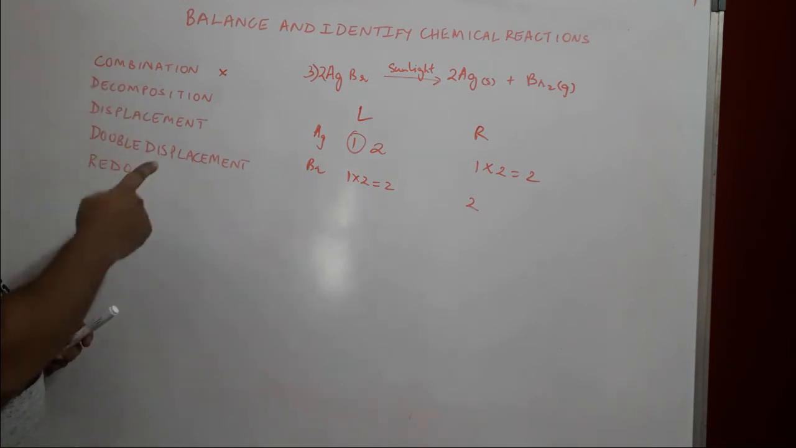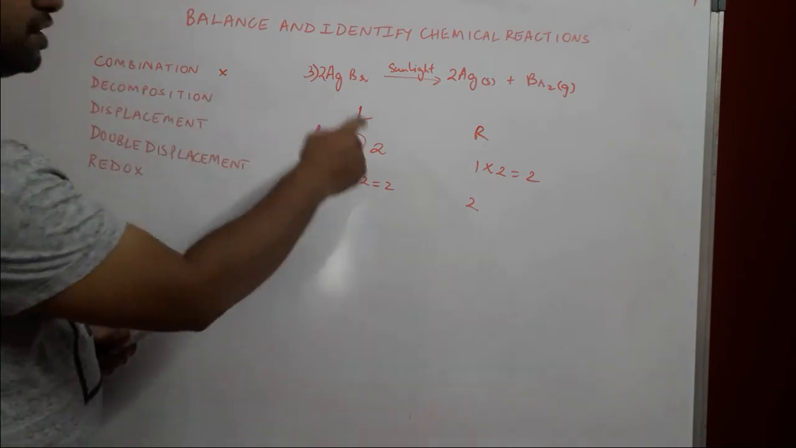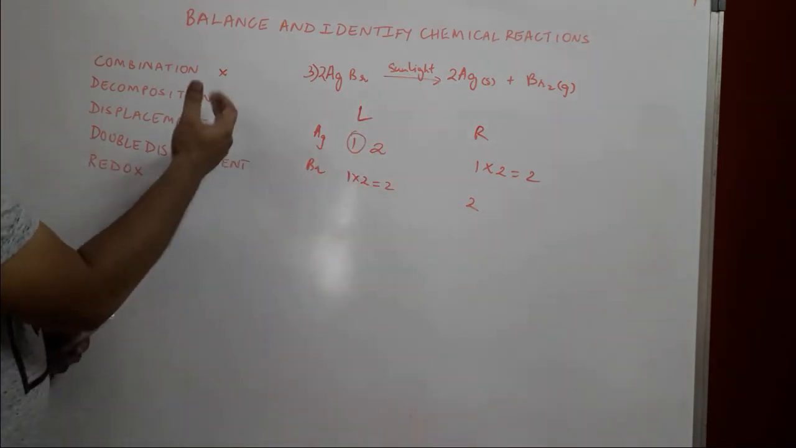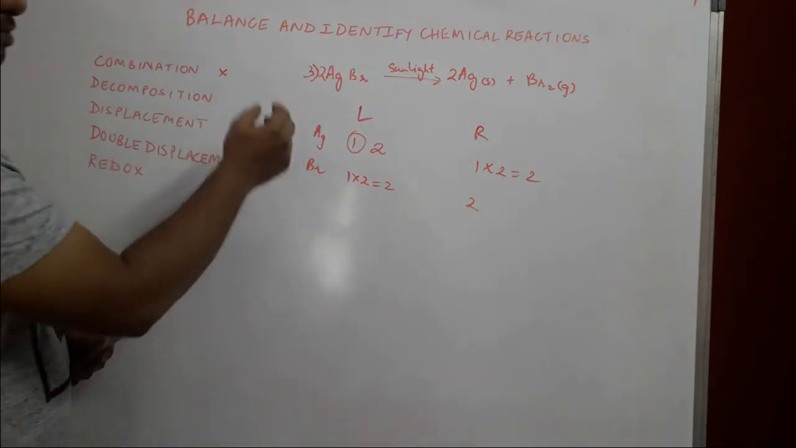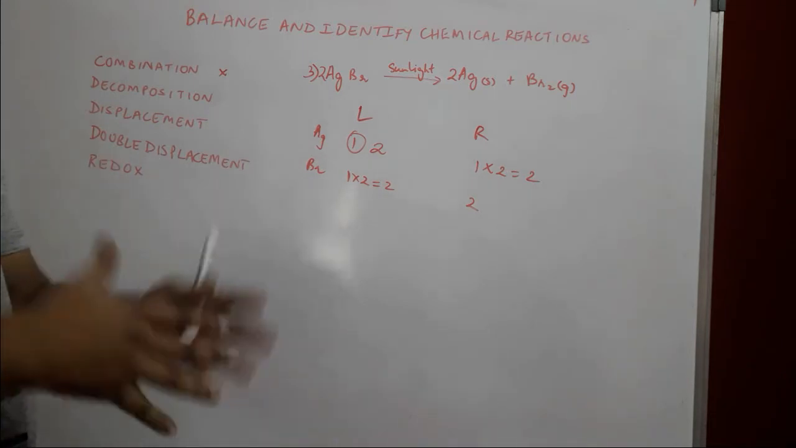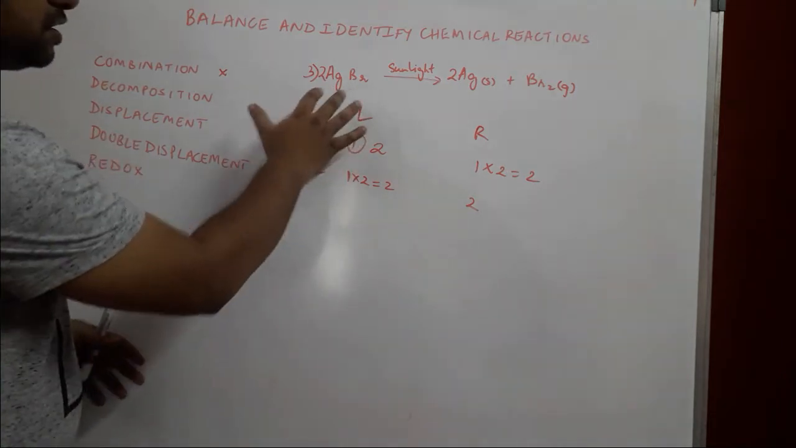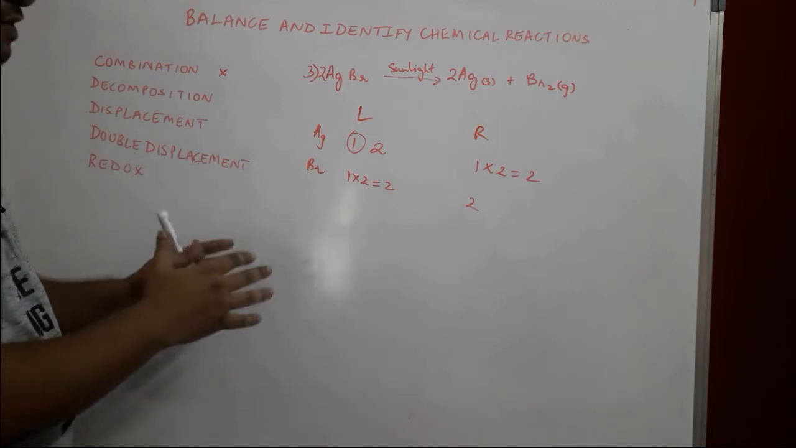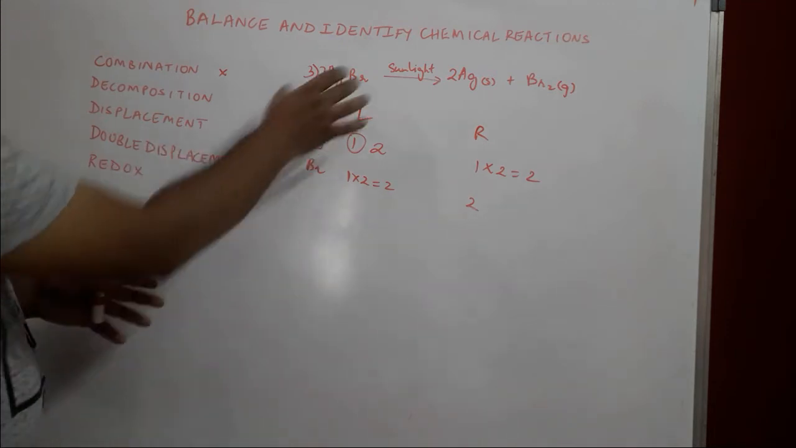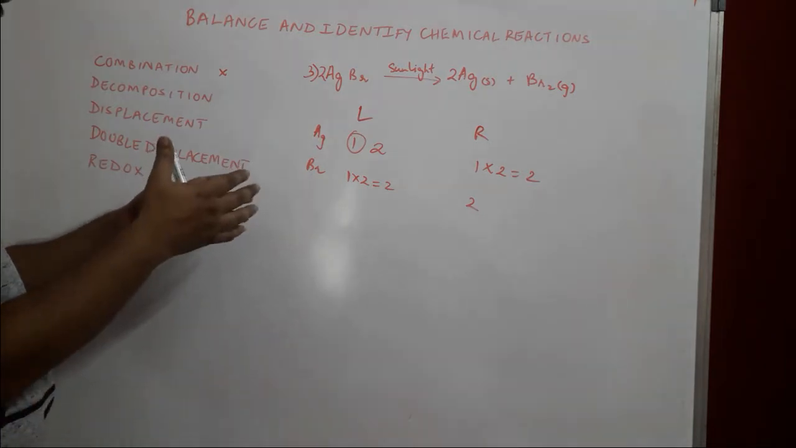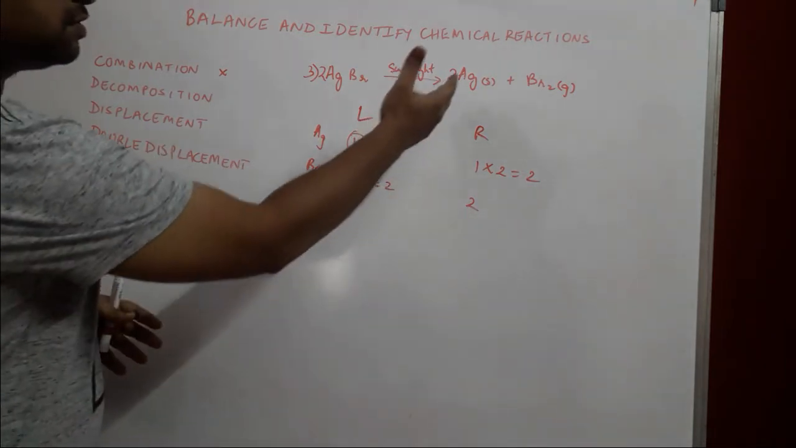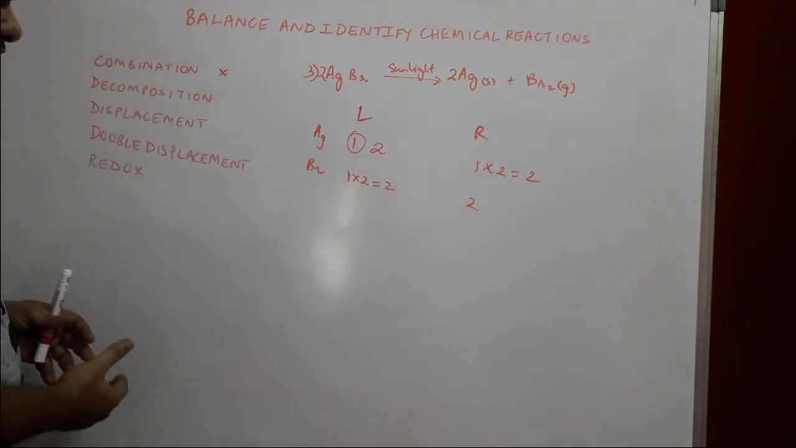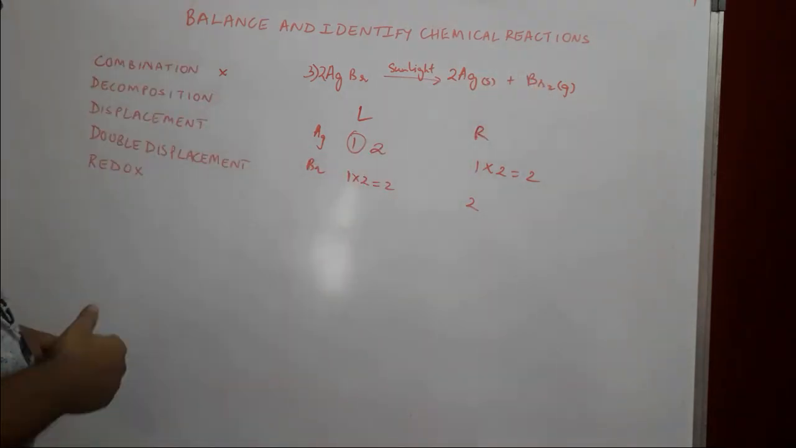Decomposition, we need 1 reactant that breaks down to give more than one product. So definitely this fits decomposition, because decomposition means breaking down. So here in silver bromide, silver and bromine are partners in this molecule, and their partnership is broken down and they separate to give you silver and bromine. Okay, so we say it is decomposition.